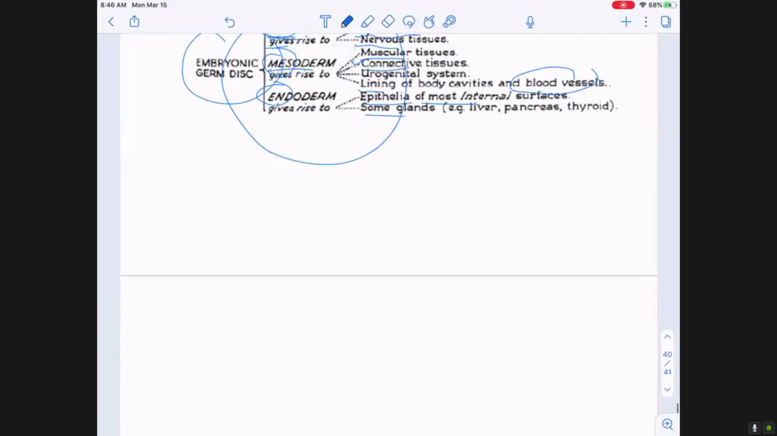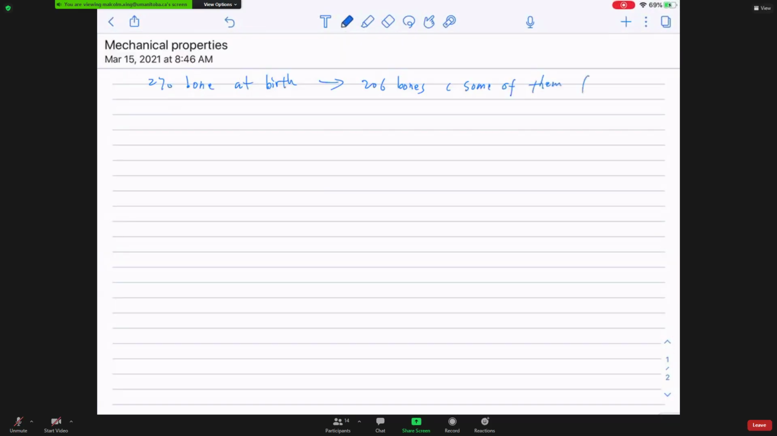For the mechanical part, we know that the body has many bones at birth, but during aging they finally go down to around 200-some bones. Some of them fuse.